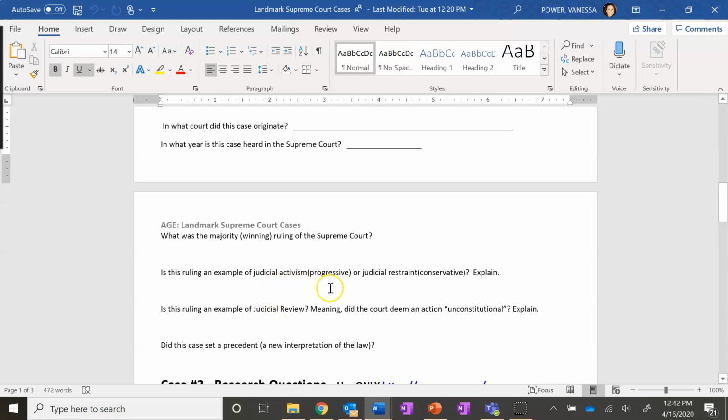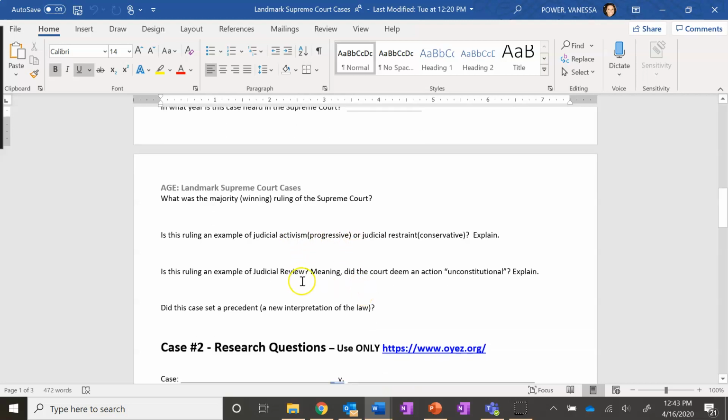And then you want to go back and use your definitions. Judicial activism versus judicial restraint. Was this a progressive act? Was it challenging precedent? Was it challenging the older interpretations? Was it a new and more modern way at looking at things? Or was it a very conservative ruling? Was it sticking with the letter of the law? Was it not a new interpretation of the Constitution? Was it really sticking with how things have always been done? So you want to pick one of those two and explain.